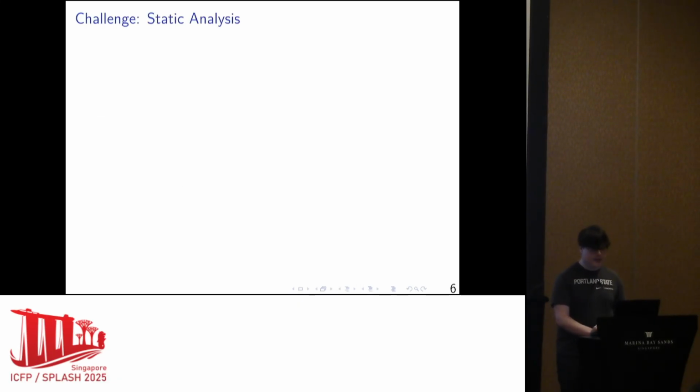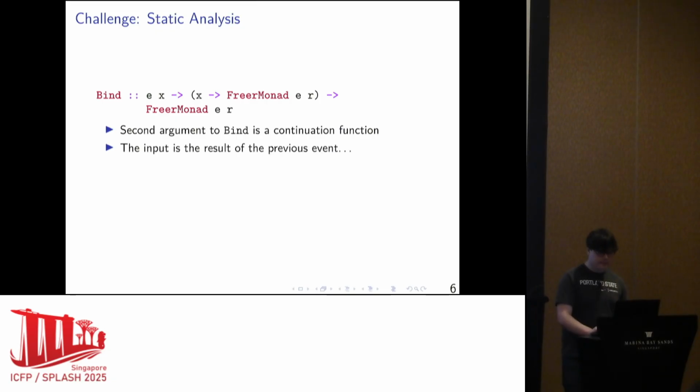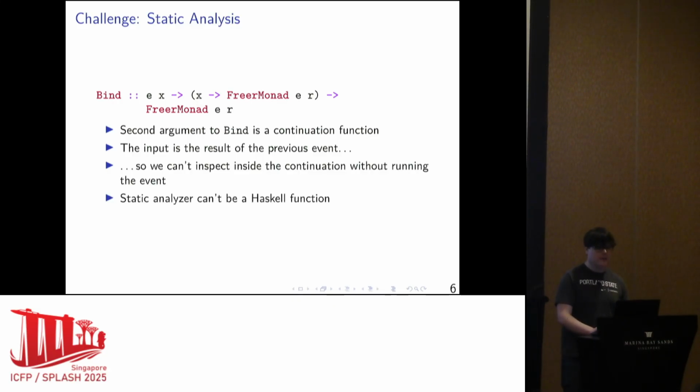We have a challenge with static analysis. If we look again at this bind constructor, the continuation takes in the type of the output of the effect. So we need to have a value of that type to be able to know what event's going to come next. So we can't inspect inside the continuation without running that function, without having an object of that type. So if we wanted to do static analysis on this, we either have to run the whole computation, or our static analyzer can't be a Haskell function.